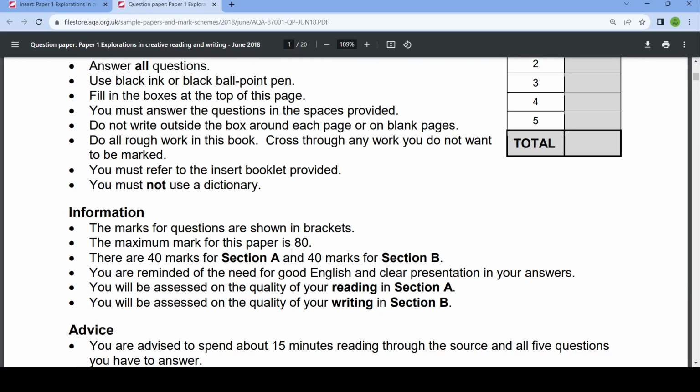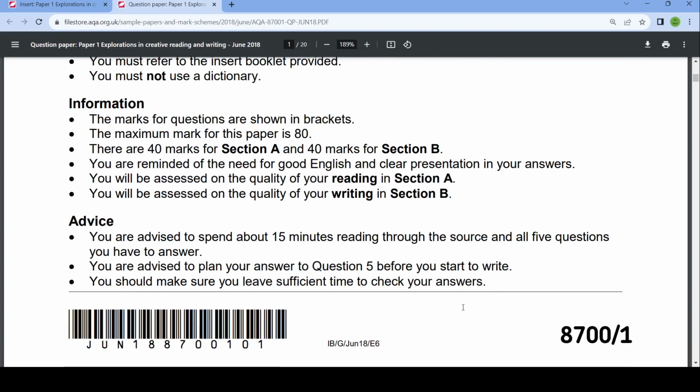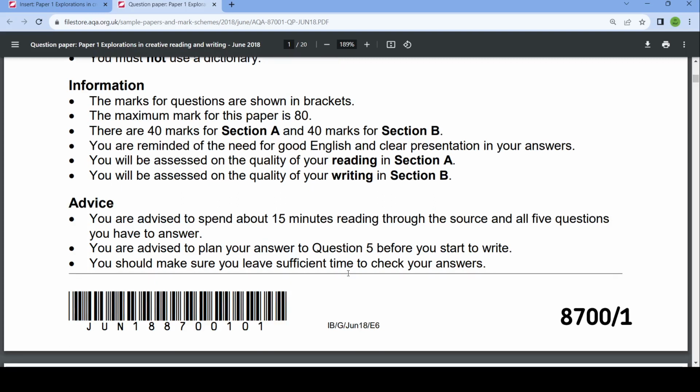And it's 80 marks. You've got section A and section B, 40 marks each. Section A is the reading section, and section B is the writing section. And here's some general advice. I would say maybe spend 10 minutes reading through all the questions and the extract. And it says you should spend some time planning for question 5. We'll come to that.